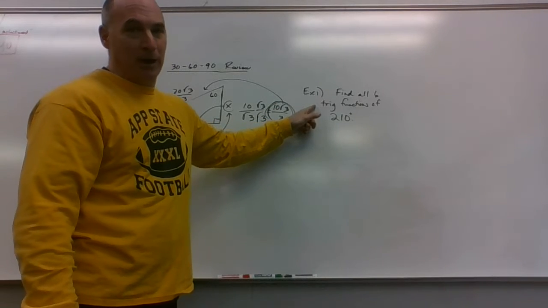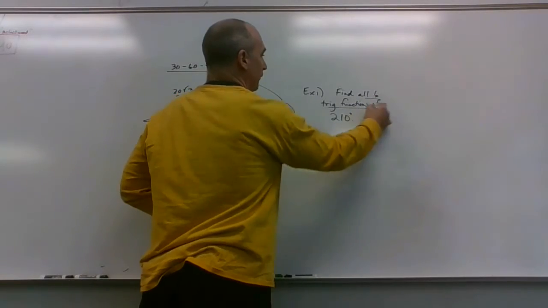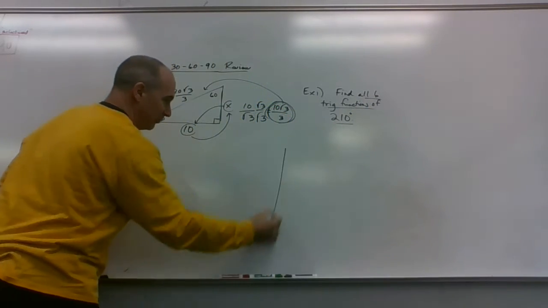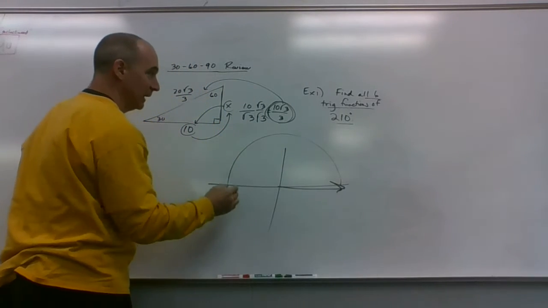Now, let me show you a sample problem. We're almost done. Hang tough. So it says, find all 6 trig functions of the spin 210. So I take my spinner. There it is. Spin it up 180 plus 30.